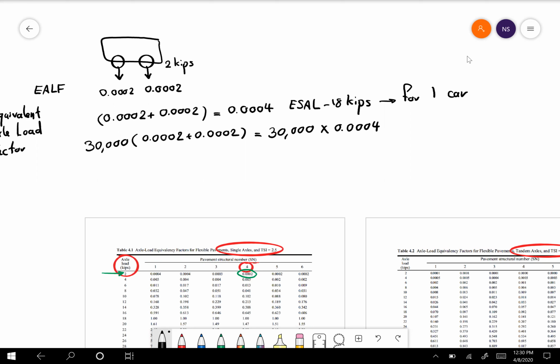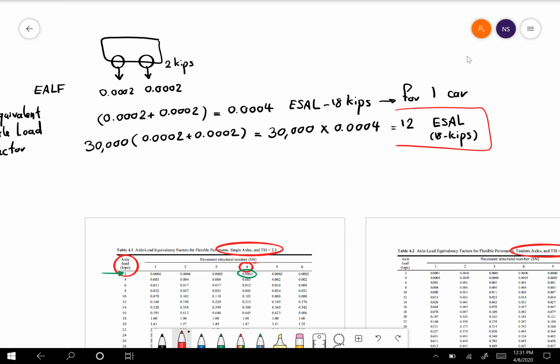Okay, so the total is going to be 12 ESAL, or equivalent single axle load, or 18 kips, right? So again, passing of 30,000 passenger cars on the pavement section is as if you have only 12 single axle loads, where each one has 18 kips pressure on the pavement, right? So that's how we convert everything to 18 kips ESO. This is the first number that we need. This is 12. That's for passenger cars.